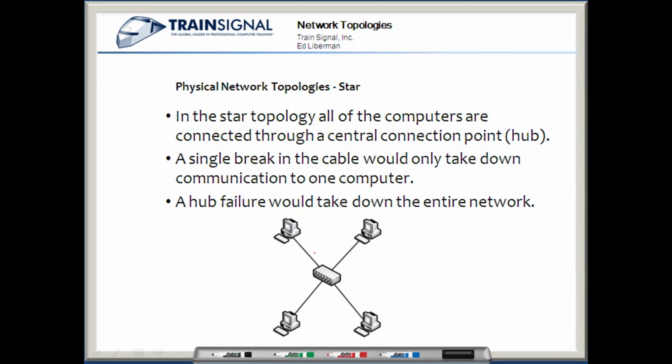But if we were to have a hub failure, so if the hub goes away, well then guess what? The entire network is now gone, because if that central point where they're all connected goes away, well, I don't know how they're going to communicate.